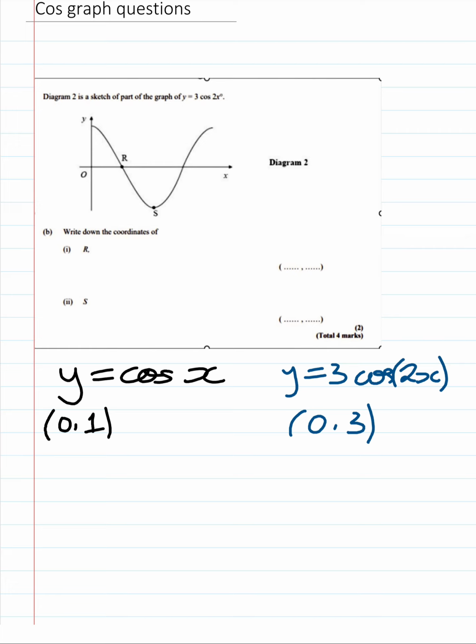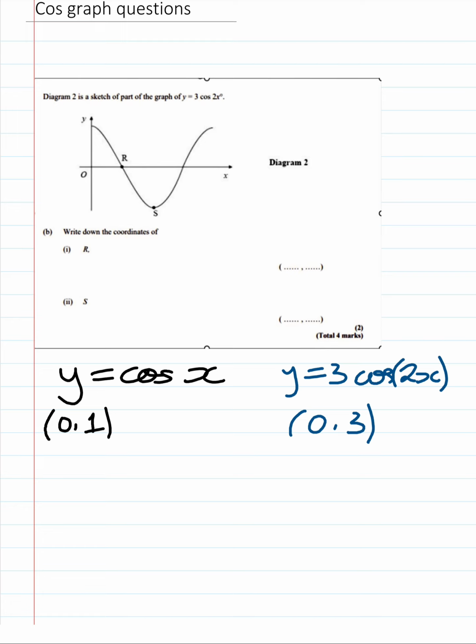The 2x visually means that the graph completes 2 full cycles between 0 and 360 degrees, so it's squashed. If you're a bit unsure about graph transformations, do check out another video I've made on it for a bit more clarification. Point R is where the curve crosses the x-axis for the first time. For cos 2x, this happens when x is equal to 45, and I'll show you how we got there.